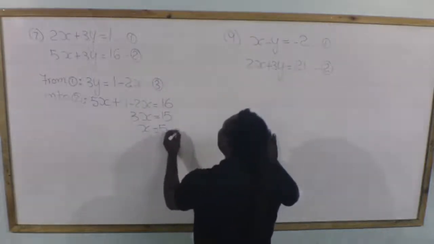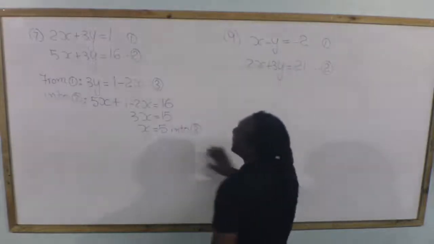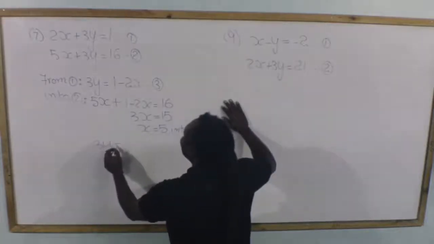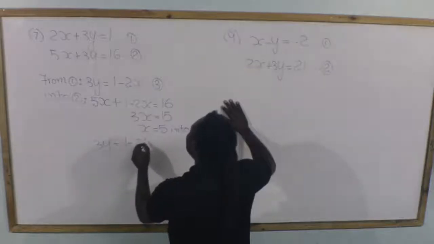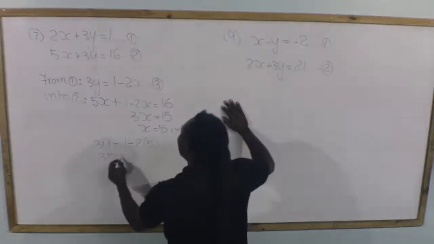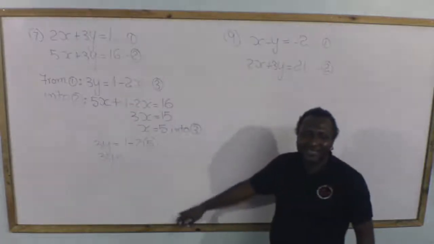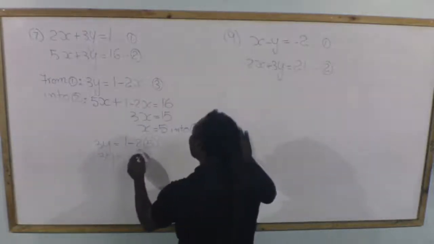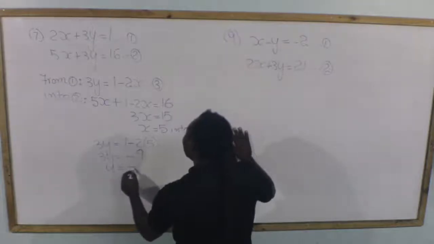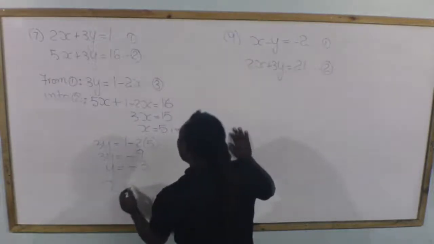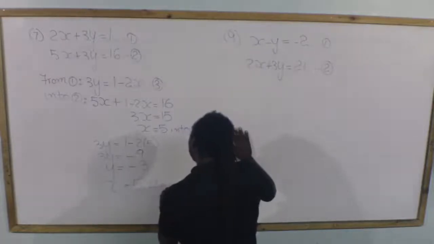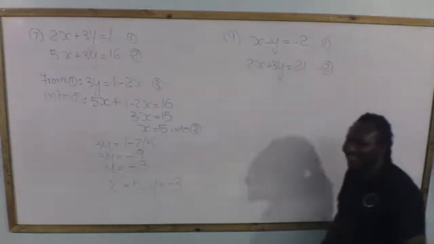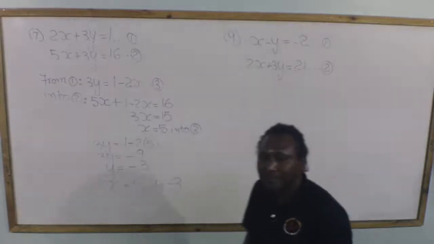And that we are going to put into equation 3. What do we get? 3y is equal to 1 minus 2 times 5. So 3y is equal to 1 minus 10, negative 9. y is therefore equal to negative 3. So x is equal to 5, y is equal to negative 3. And here's your favorite, my favorite also. What do we say about that one?